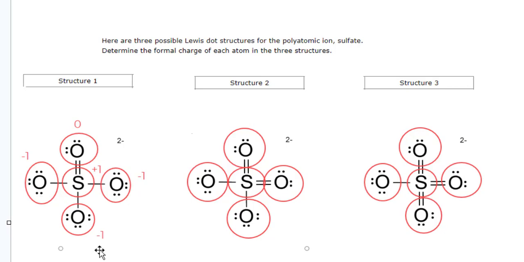Let me put in the rest of the formal charges and we can discuss them as soon as I get them in. So I'll fast forward.